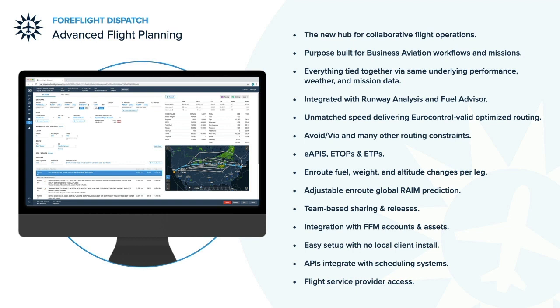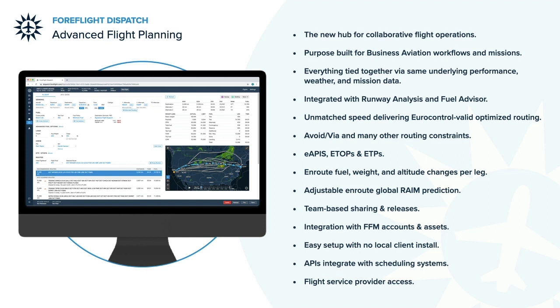So here we have just some of the advanced flight planning capabilities that Dispatch provides. I'll just run through a few of these. Like I said, it's intended to be really the hub of collaborative flight planning for a flight department. Everything is tied together using underlying performance, weather, and mission data. This is something you'll see with some of the products later on, where all of these features are utilizing the exact same data. And that means that you're going to get very consistent answers from all of them, and it means they can all feed into each other to provide even more accurate calculations. We'll talk about integrated runway analysis and fuel advisor in a bit.